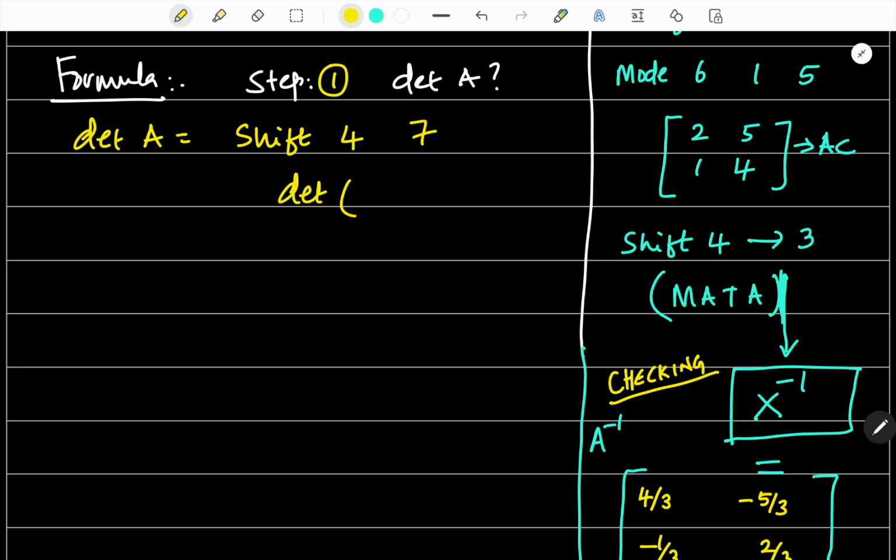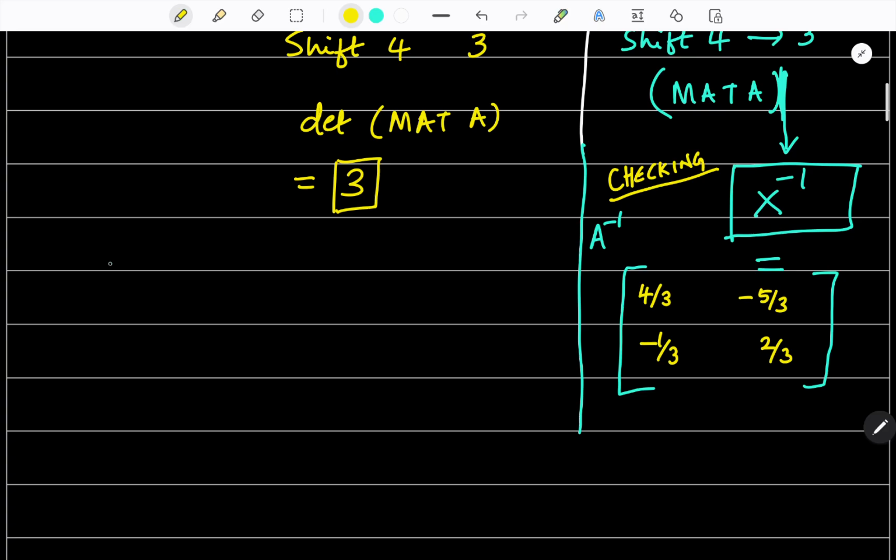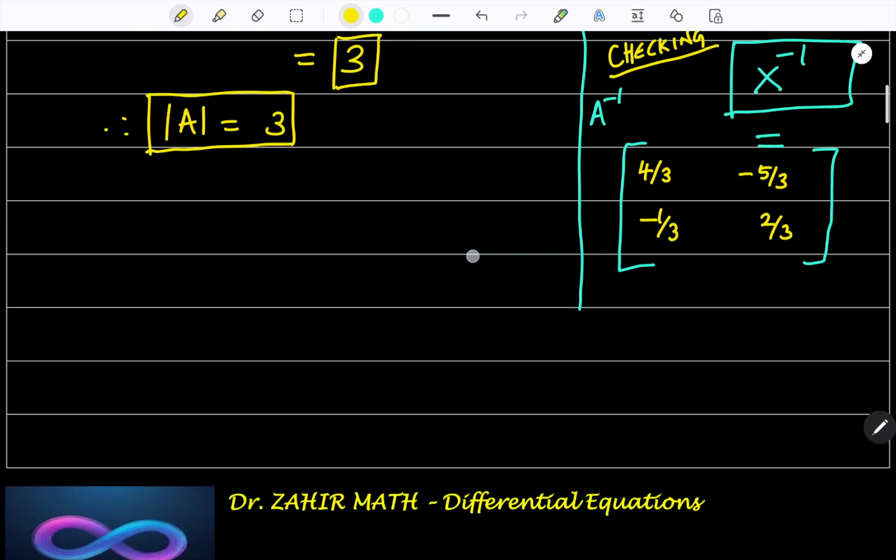Then again press Shift 4. When you press Shift 4, your data is in number 3. So press number 3. Now the screen will show det Mat A. Close the brackets. Press equal. If you press equal, you are getting the answer, number 3. So therefore, determinant of A is equal to 3. We got it. Right.